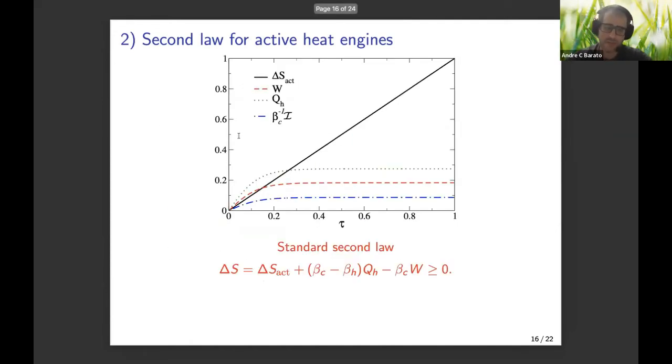So if I look at this model, I can calculate everything. I can look at the standard second law for this model, and of course, I recover the standard thermodynamics. So QH again is the hot heat that comes from jumping between up and down. W would be the extracted work, and delta S active would be the active contribution. Delta S active is just how much ATP I burn multiplied by delta mu.